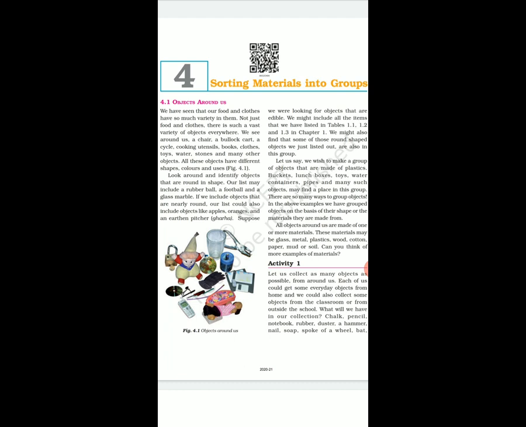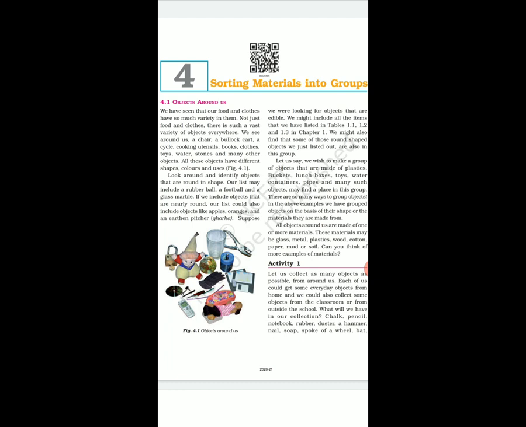Let us say we wish to make a group of objects that are made up of plastic. Now for the group of objects which are made up of plastic, the list is also very long. So there are so many ways to group objects, right? In the above examples, we have grouped objects on the basis of the shape or materials they are made from. So there are many ways in which you can group the materials.